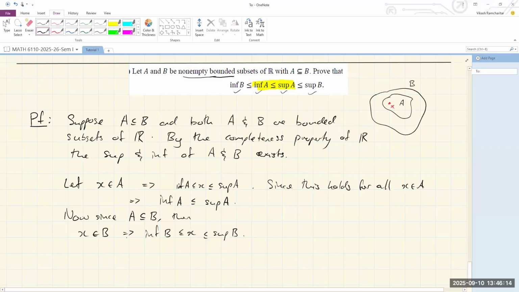Okay, so if x belongs to B, now we know that x will obviously lie between the infimum of B and the supremum of B. But where did x originally come from? x originally came from A. So since this holds again for all x in A, it follows that the infimum of B is less than or equal to all x in A. In other words, the infimum of B must be a lower bound for A.